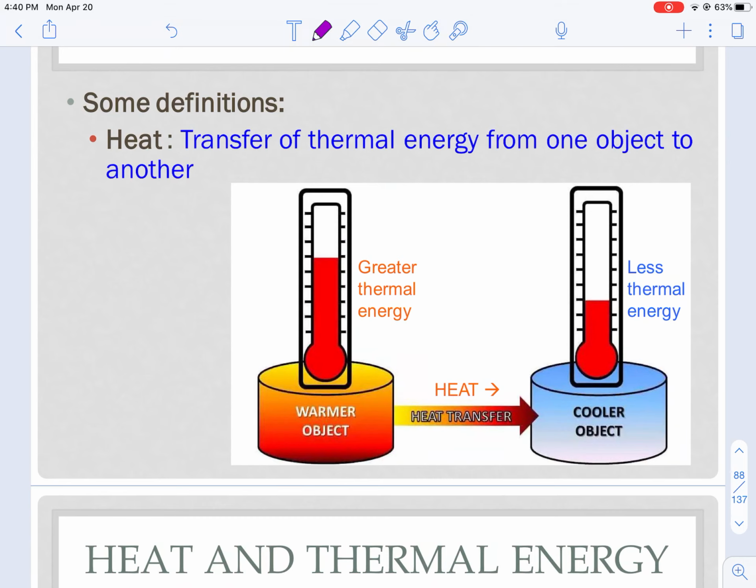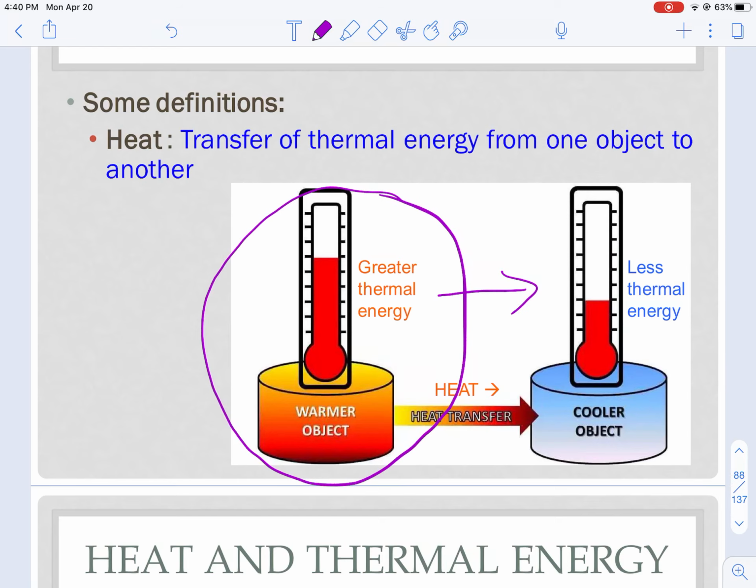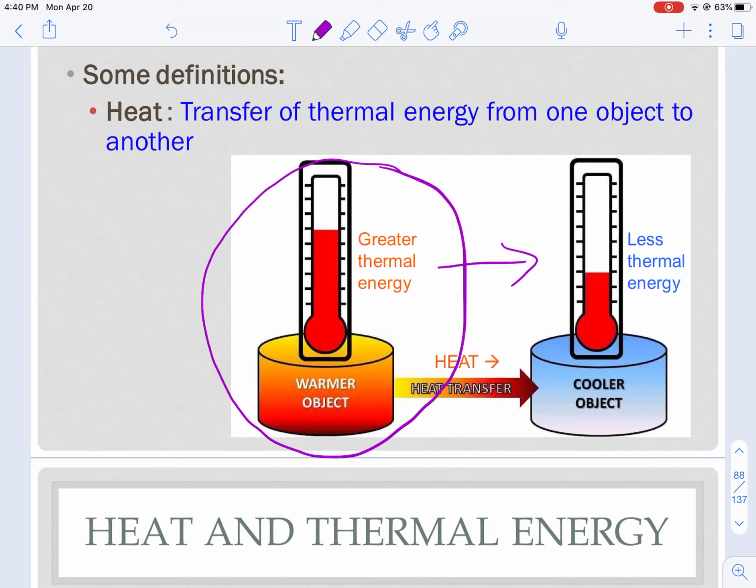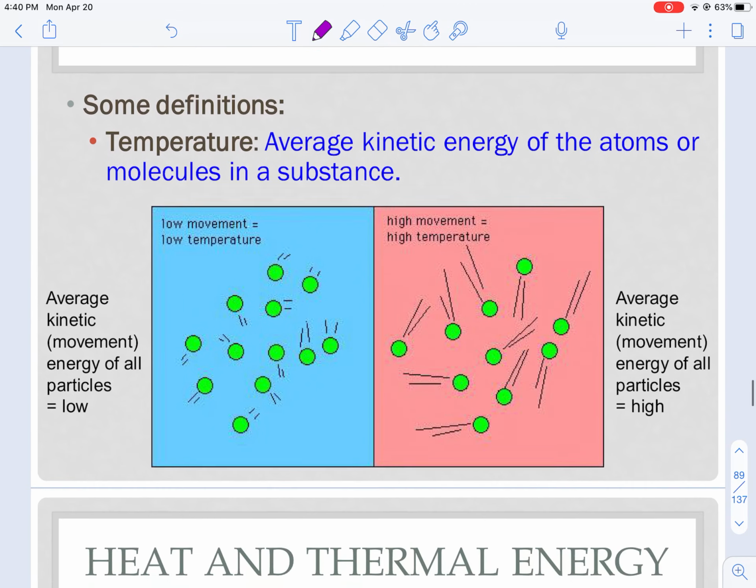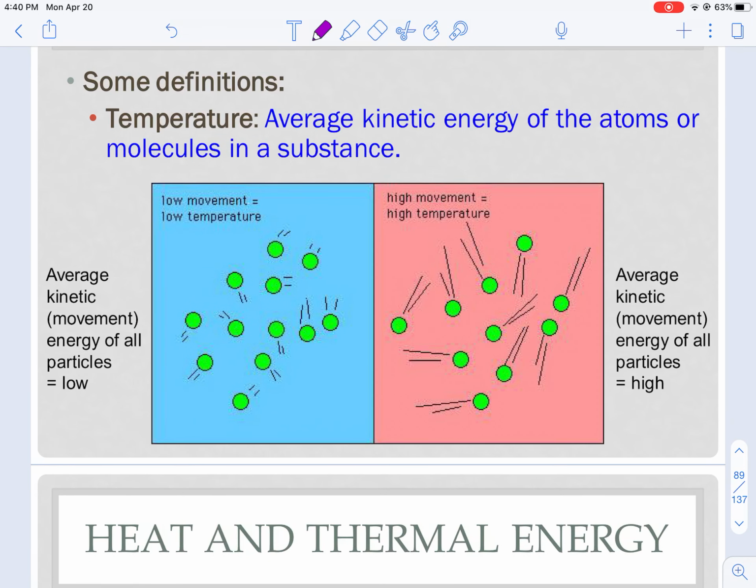We've heard this before, the molecules that are moving more are in the warmer objects, so they would be the ones that are transferring their energy to a nearby cooler object. So if you touch a cold piece of metal, the cold isn't actually coming into your hand, it's the heat from your hand that's moving into the cold metal.